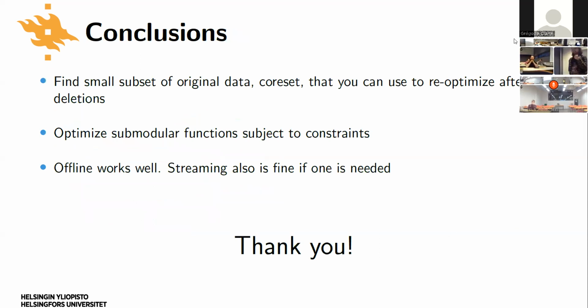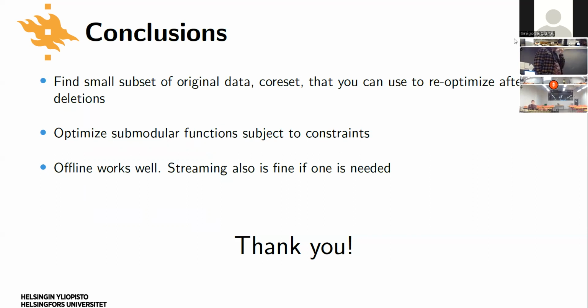All right. So just to conclude, the idea here is to find some small set of the original data, which we call a coreset, so that you can re-optimize after some deletions. The functions that we were looking at to optimize were submodular functions, and then we have some constraints. The offline algorithm works well. Streaming is also fine. If you need streaming, you can use the streaming one. If you can get away with the greedy algorithm, use that.